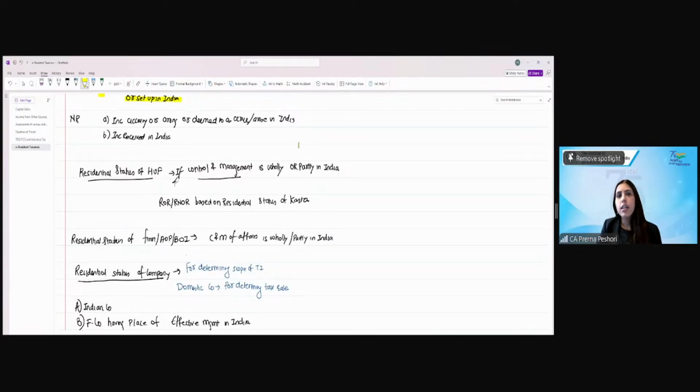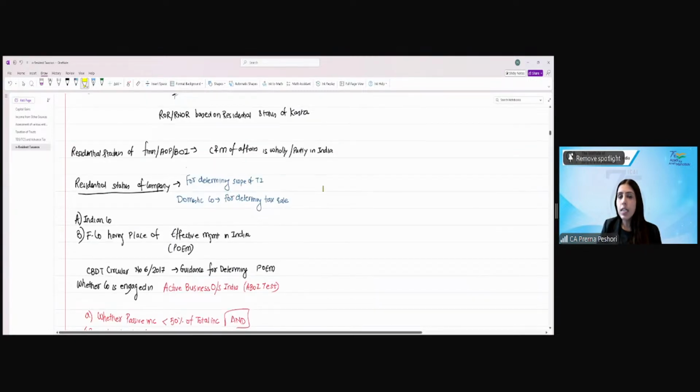Are we clear? Now, the next important one is the residential status of the company. I remember I have done the revision with you on this particular point: what is the difference between a domestic company versus a resident company? We have done this point.